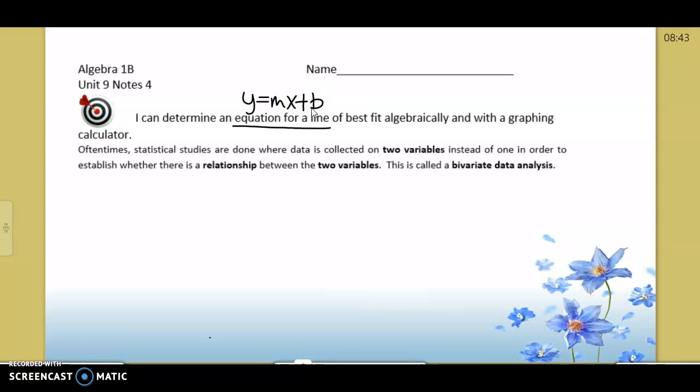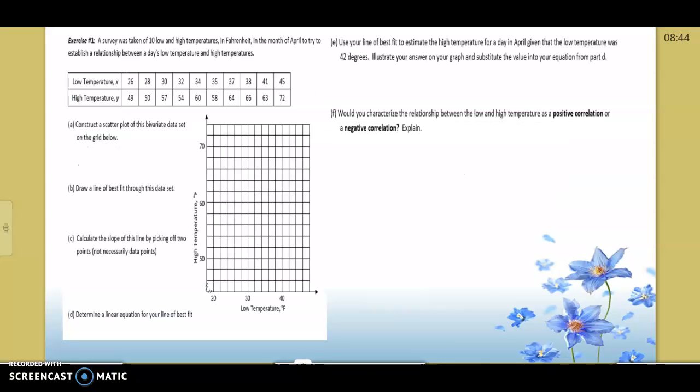And we're going to do it with a bunch of points. So this is going to be called a scatter plot, and we're going to draw in a line of best fit that represents the data. Sometimes statistical studies are done when we collect data using 2 variables instead of 1, and we establish a relationship between those 2 things. Those 2 variables, we call this bivariate, meaning 2 variable data analysis. Data analysis is definitely something that you possibly could do in the real world.